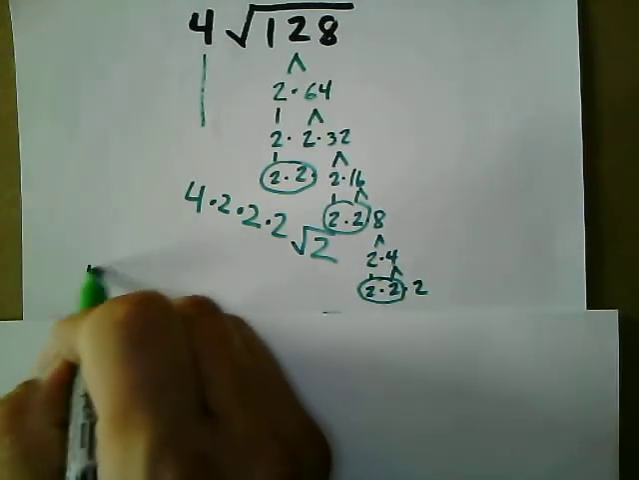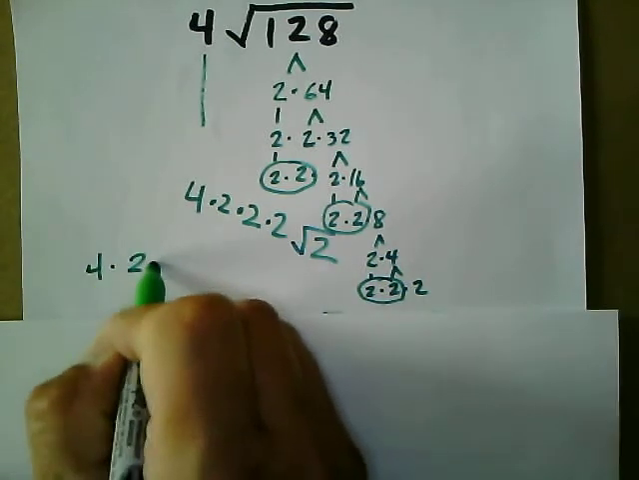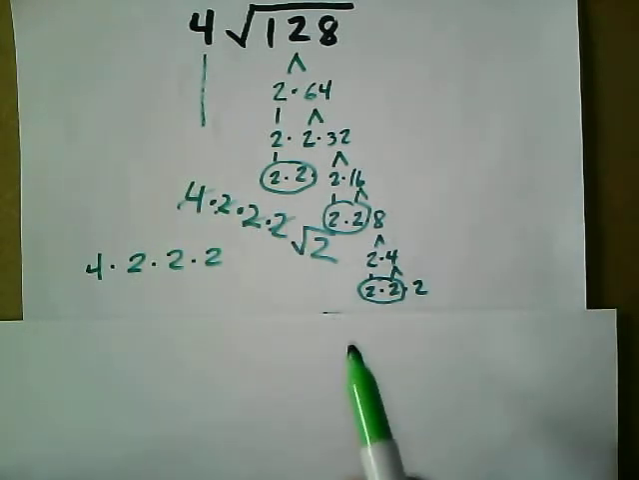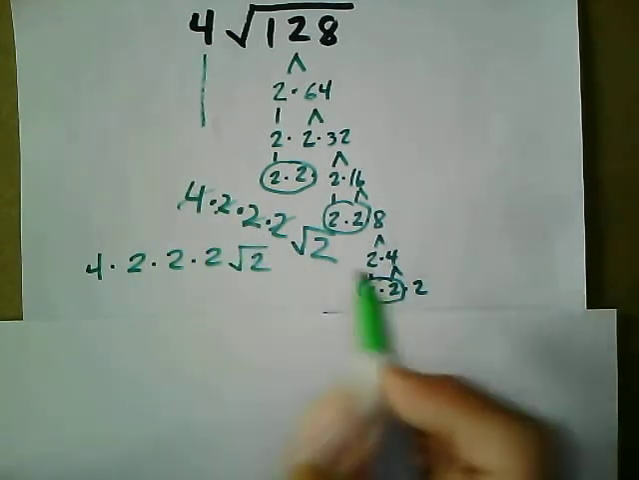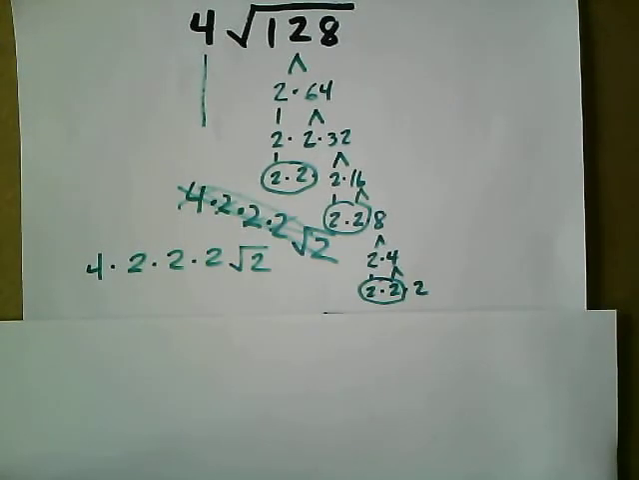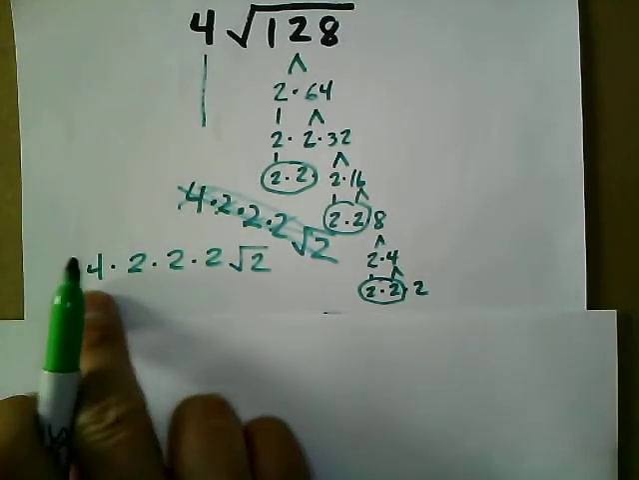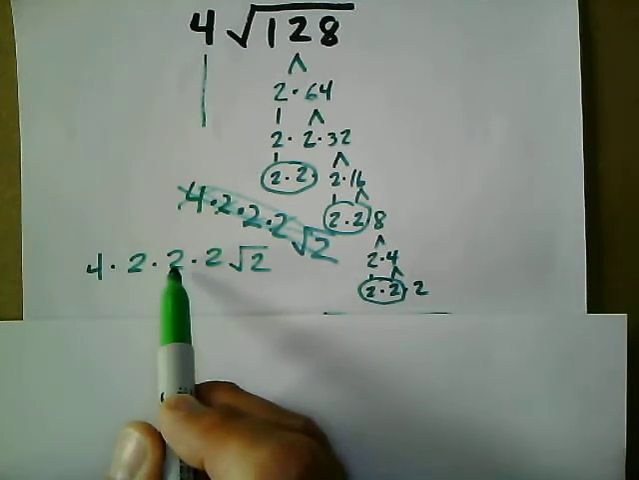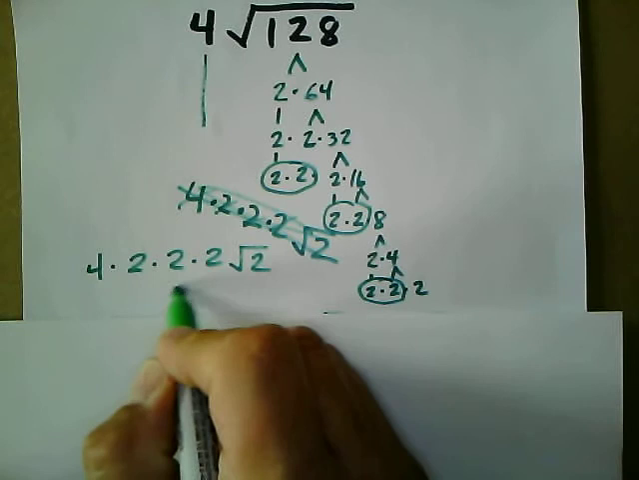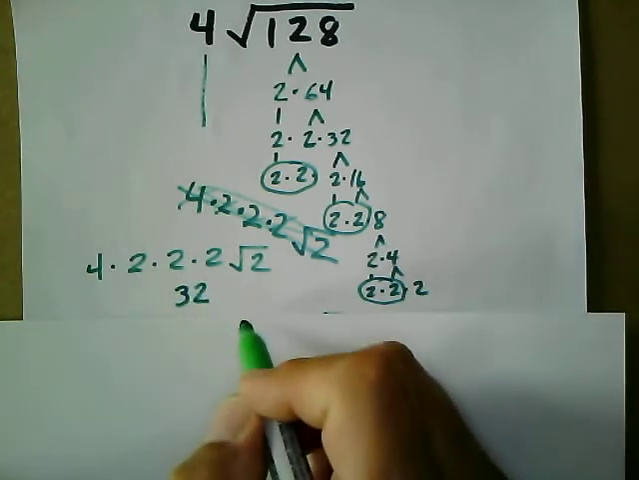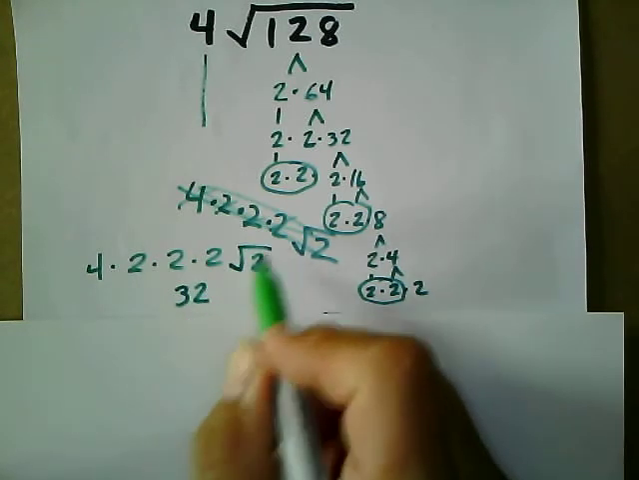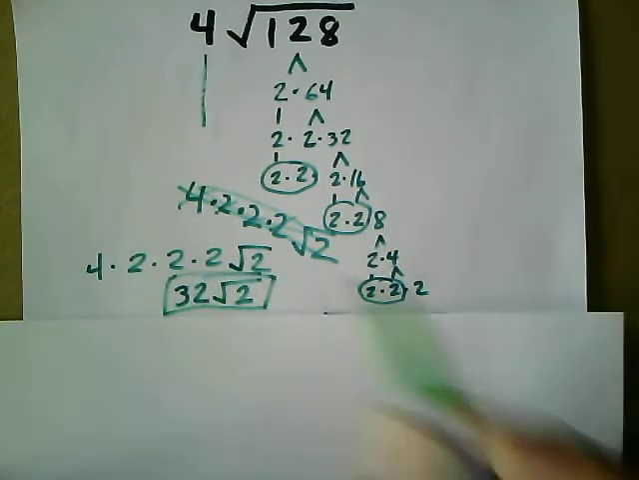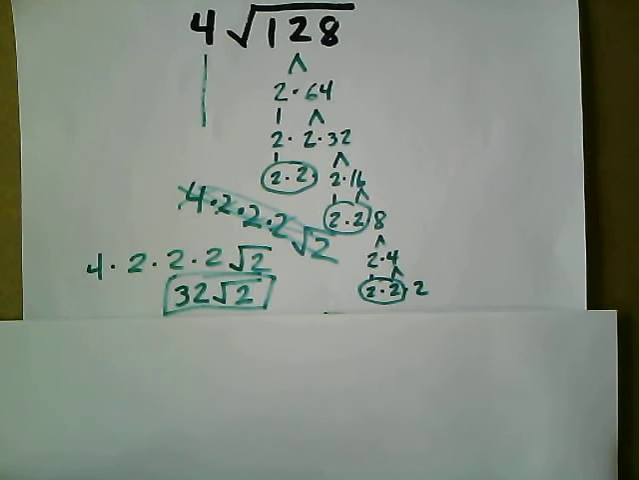So let's even this out. 4 times 2 times 2 times 2, right? Boom, boom, boom, boom. And the square root of 2. Make that nice and easy to look at. So then what we're going to do is multiply all these together. 4 times 2 is 8, times 2 is 16, times 2 is 32. And we still have the square root of 2. That is our answer.